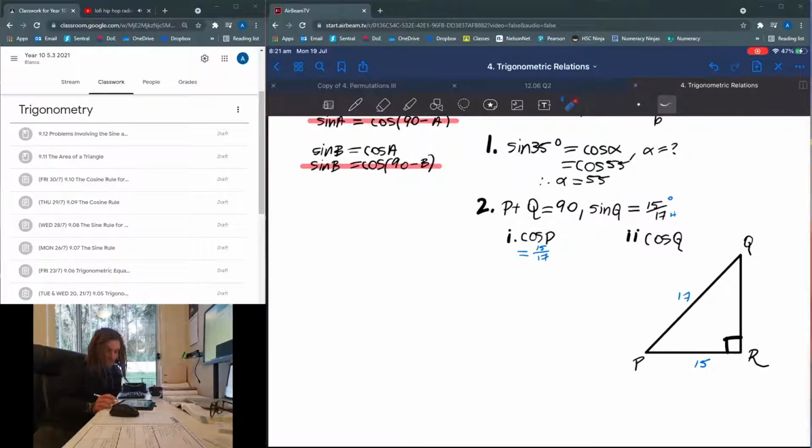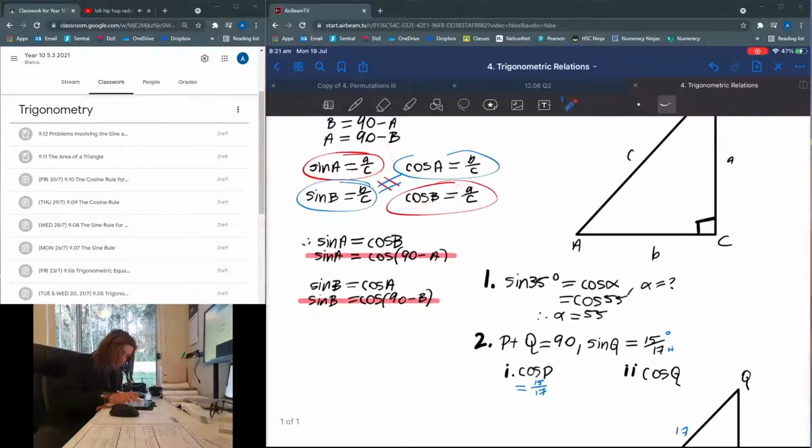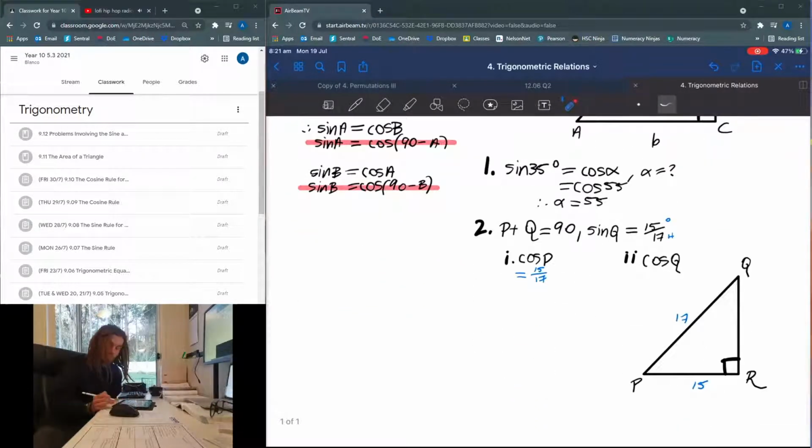So again, it's no coincidence that the opposites are equal to each other. I didn't even need to draw a triangle for the first one. Sine Q and cos P, if I know that they add up to 90, then they have to be the same thing. So it was the same as up here, sine A and cos B being the exact same thing. This is what you would have done previously, and you would have been like, hang on a minute, I ended up with the same thing I started with. This is why.